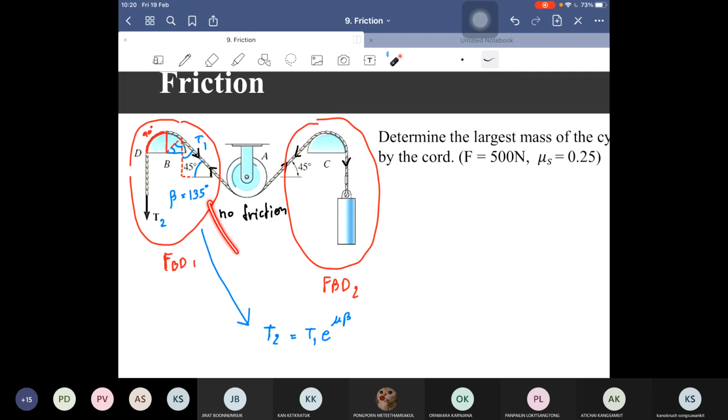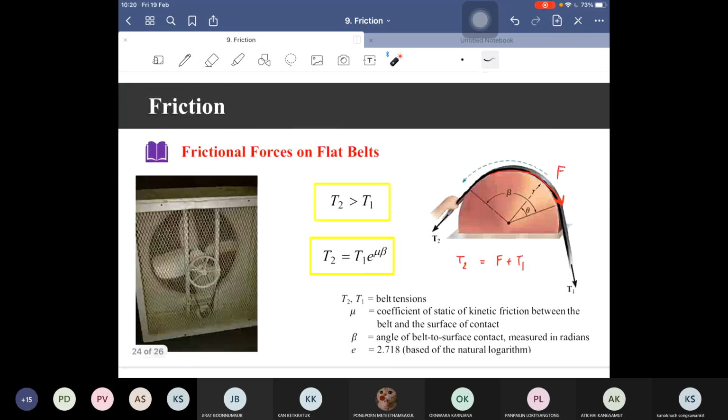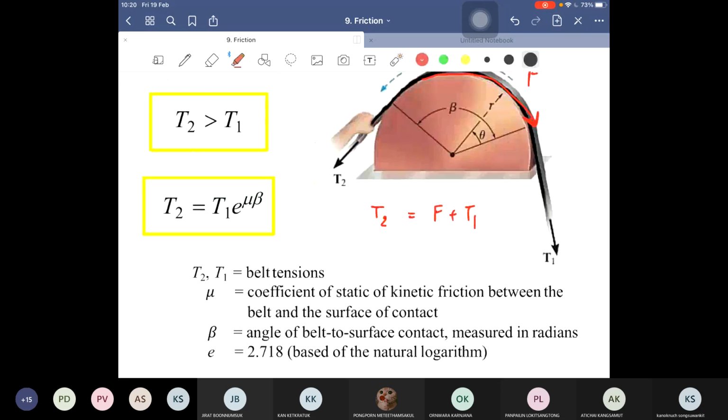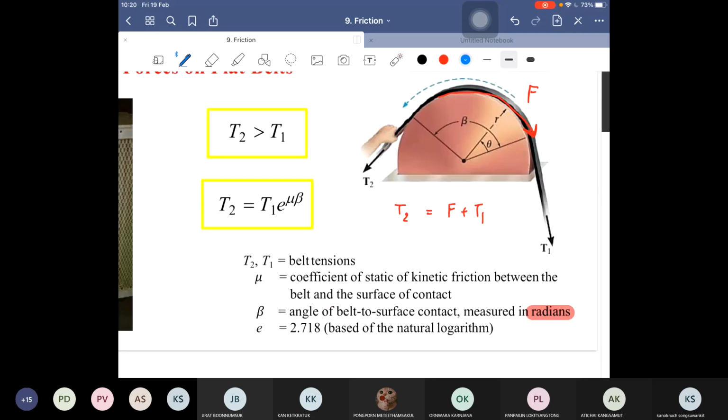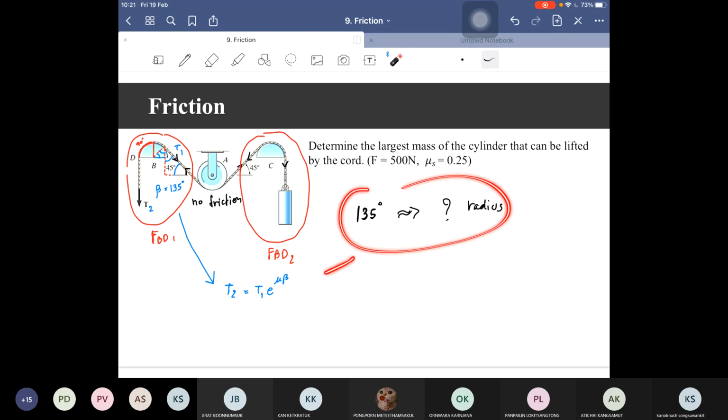Okay, and then replace into this equation. I forgot to mention that this beta must be calculated in radians. So you have to transform 135 degrees into radians and then substitute into this equation.